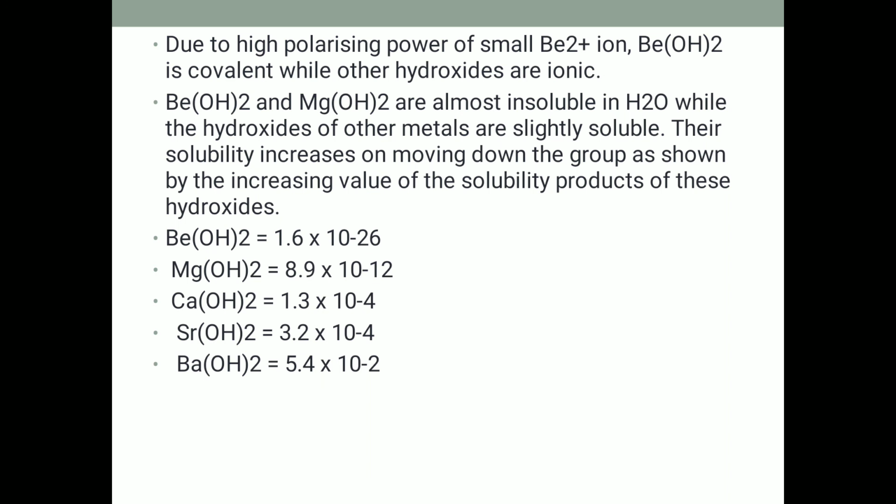Due to high polarizing power of the small beryllium ion, beryllium hydroxide is covalent while other hydroxides are ionic. Beryllium hydroxide and magnesium hydroxide are almost insoluble in water while the hydroxides of other metals are slightly soluble. Their solubility increases on moving down the group as shown by the increasing value of solubility product of these hydroxides. These are the values of solubility product for beryllium hydroxide, magnesium hydroxide, calcium hydroxide, strontium hydroxide, and barium hydroxide. They show the increasing trend of solubility product.